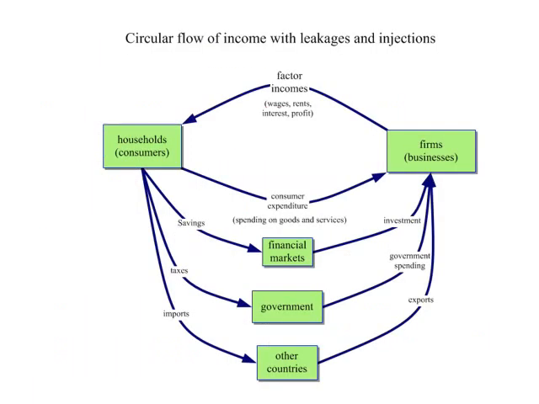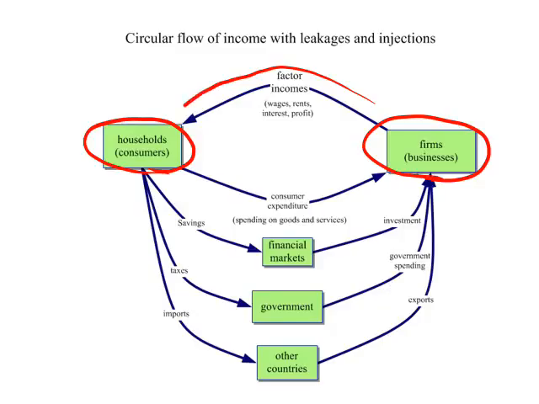So looking at our model now of the circular flow of income with leakages and injections, we have what we had in the basic circular flow of our parties of households and firms, and they were dealing with each other, the households selling their factors of production to firms and firms paying for those with wages, rents, interest, and profit. We have consumer expenditure where consumers would buy the goods and services from the firms, but we know that the world is more complicated than just households and firms.